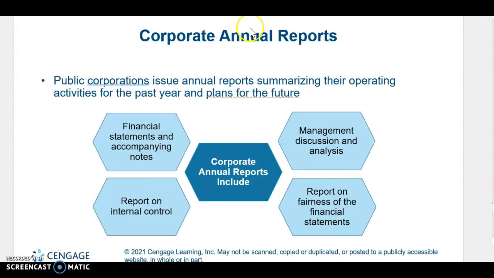So back to the corporate annual reports for a second. So the financial statement will be in there, and any notes, management's discussion and analysis, a report on internal control, and then a report on the fairness of the financial statement. So if this is a publicly traded company, you can go online and look at all of this.